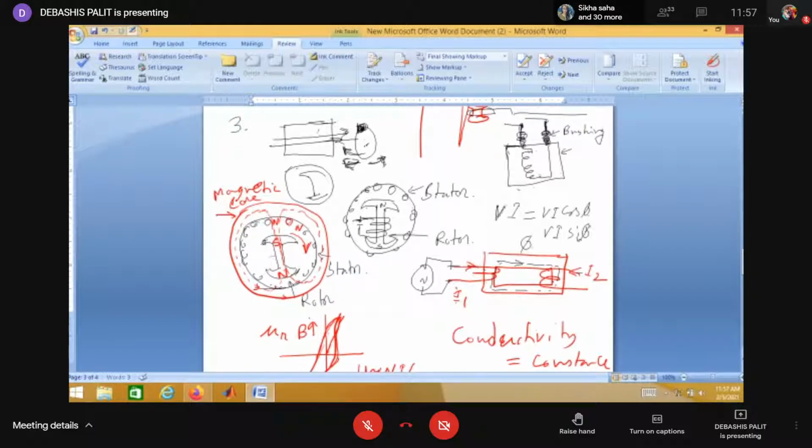VI is the apparent power. These are all the average power, no? That is VI cos theta. Like VI cos theta, this is your active average power. And the reactive part must be j into VI sin theta.